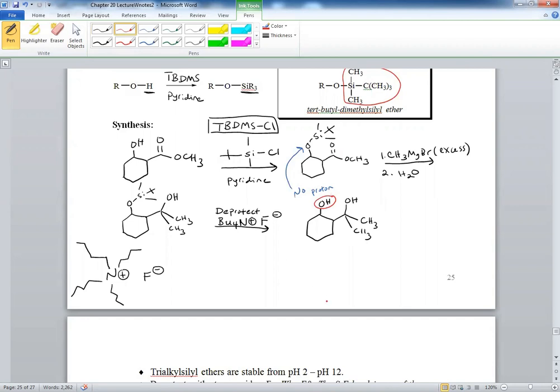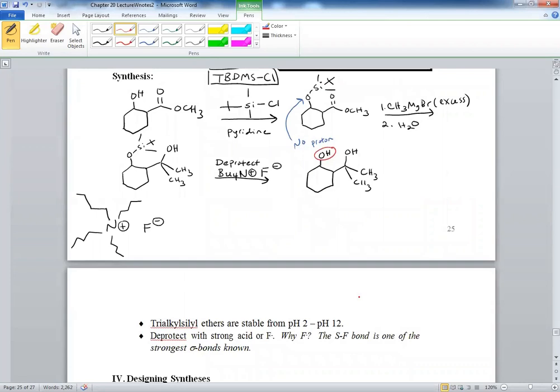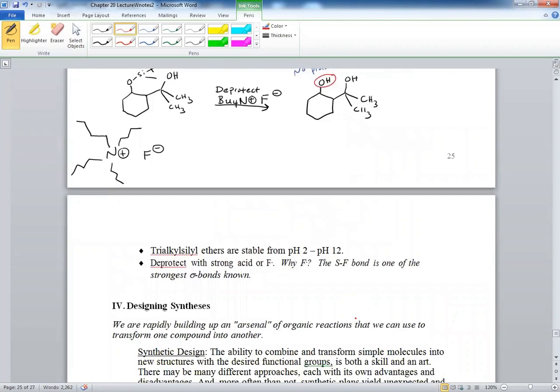Very well. So again, if you have an alcohol and if you have an ester or any other group and you have Grignard reagent, organolithium, you need to protect, then add, then deprotect. The quick reason, I don't want to belabor this, for why we have to deprotect with F minus is because the Si-F bond is one of the strongest sigma bonds known.